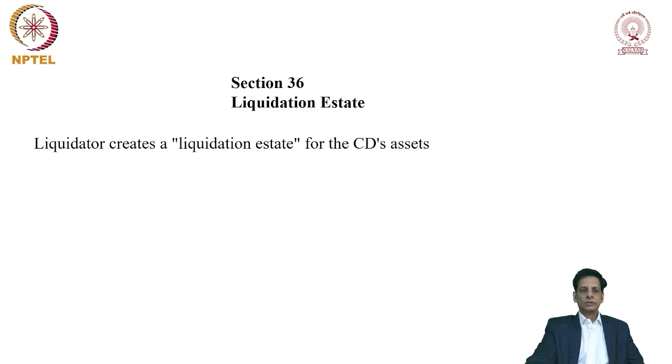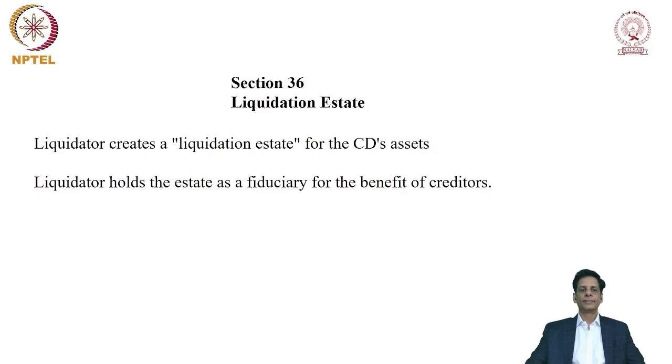sale proceeds. The liquidator creates a liquidation estate for the CD's assets. That's the first thing. The liquidator holds the estate. Now that the liquidator has created an estate, an asset base, this asset base is in the hands of the liquidator, but he does not have any title to them. He will not enjoy the benefits of that estate, but he will only be acting as a trustee for the benefit of creditors. In other words, we call it a fiduciary capacity in which he is holding these assets, and hence he is ultimately accountable to the creditors for sale proceeds.